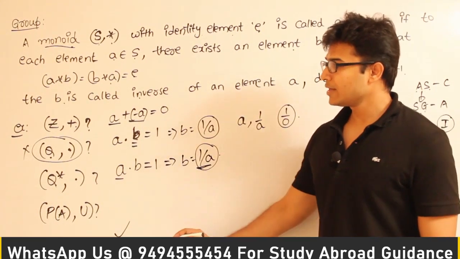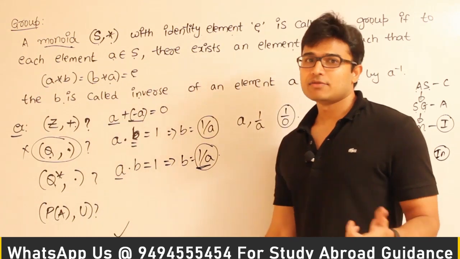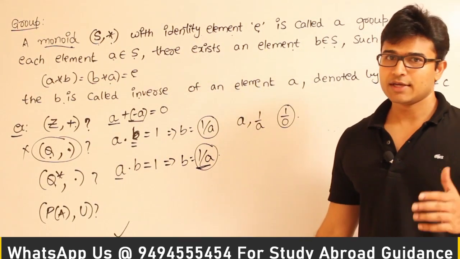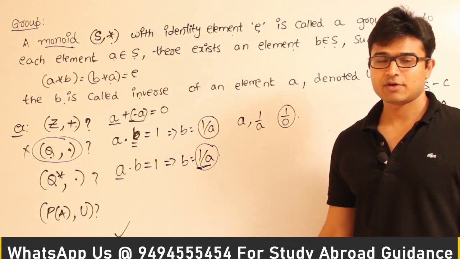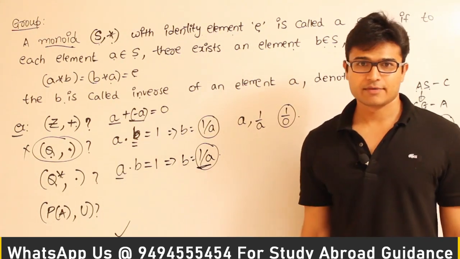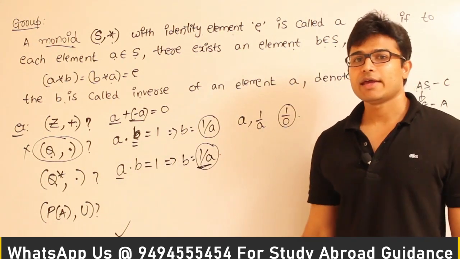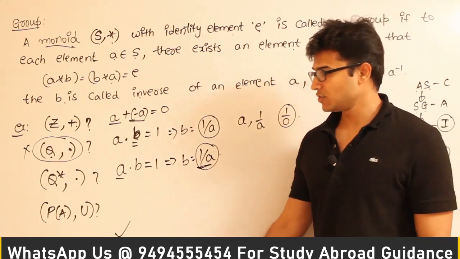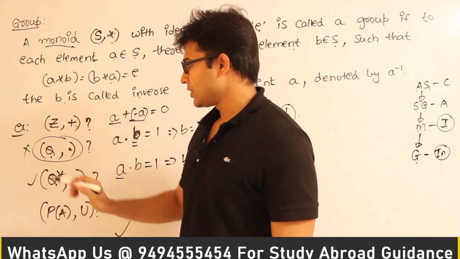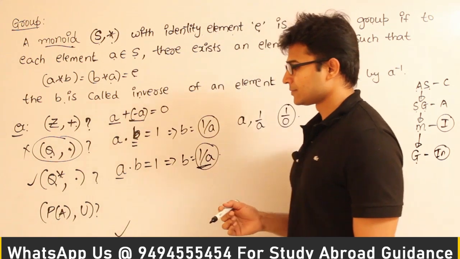Therefore for every element in Q star there is an inverse, which is nothing but 1 by a. If the element is a, the inverse is 1 by a. Got it? So it is already a monoid. Now we have found that every element is going to have an inverse, and so it is going to be a group. So definitely it is going to be a group.